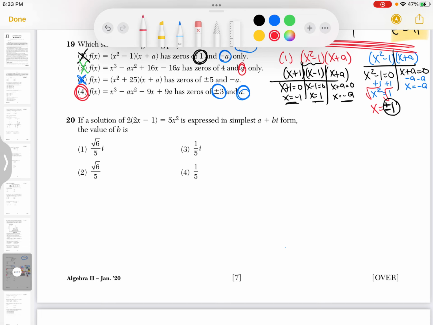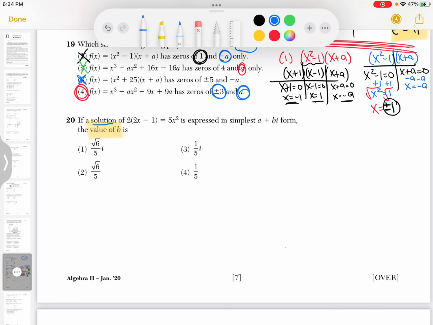Here comes question number 20, which also requires quite a bit of work. So maybe use a separate sheet of paper if you need it. It says, if a solution of this equation is expressed in simplest a plus bi form, the value of b is, like I was saying before, this part tripped people up in the past, and we will talk about it once we get to it, but first we need to solve this.